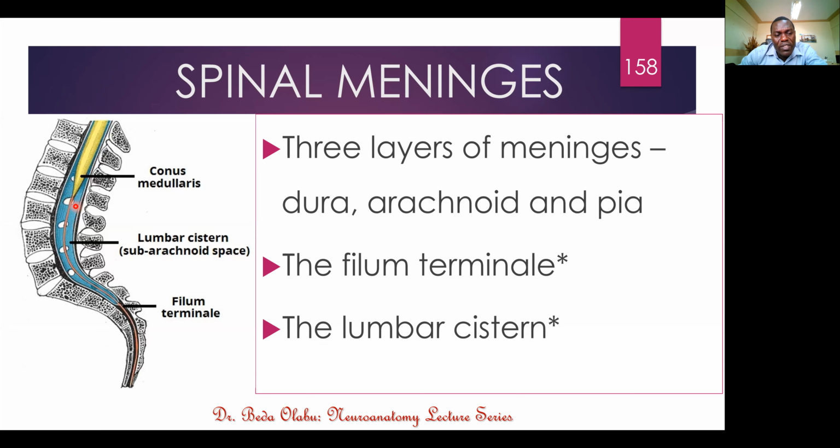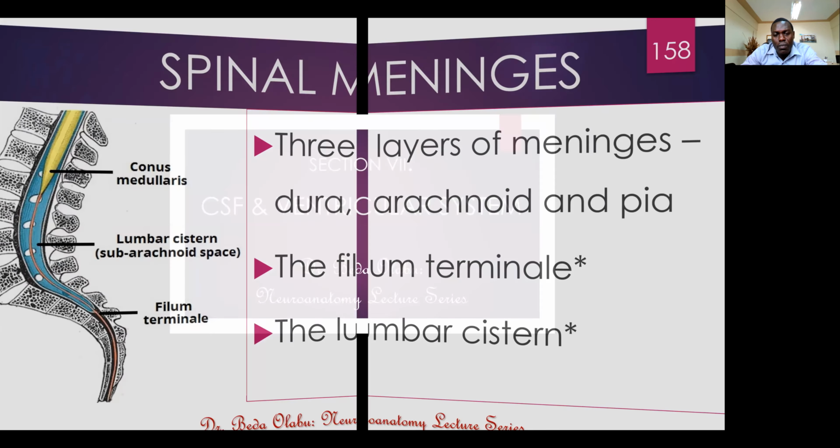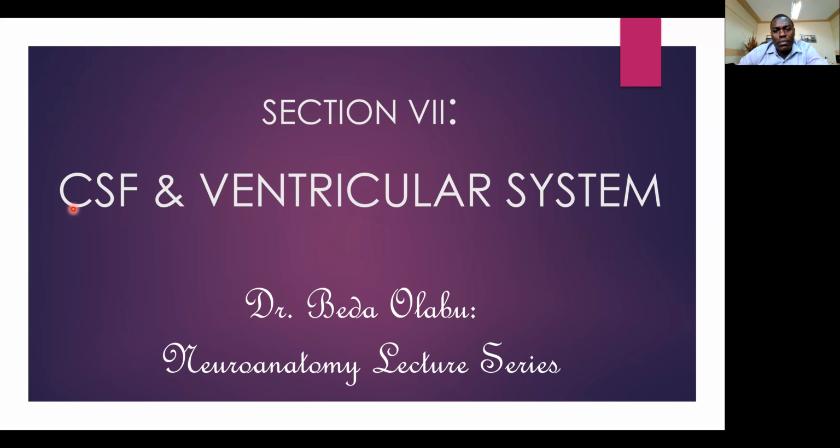That makes the subarachnoid space below the level of conus medullaris very big. The subarachnoid space below the level of conus medullaris is known as the lumbar cistern. This lumbar cistern contains cerebrospinal fluid, but it also contains the cauda equina. Good. That's the story of the spinal cord. I will invite you for questions.